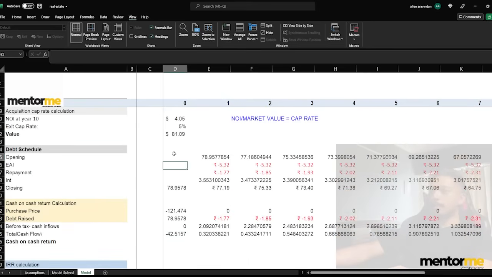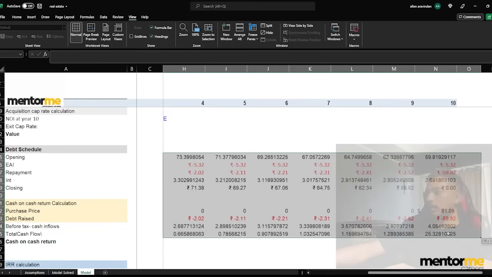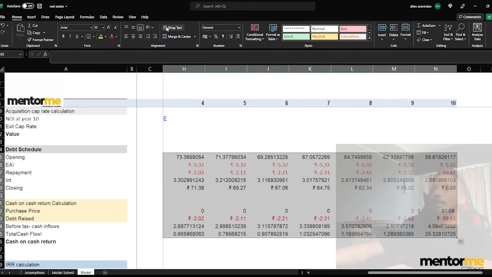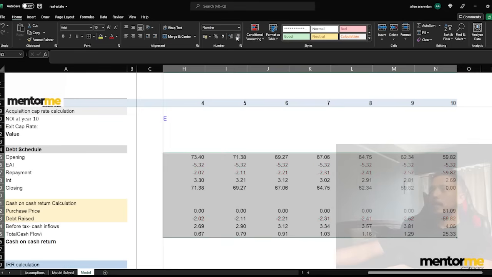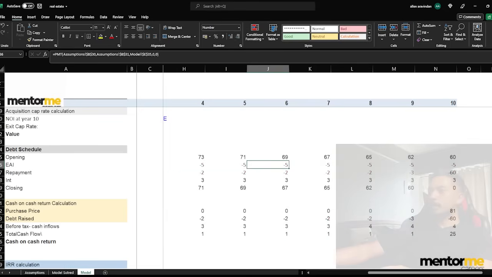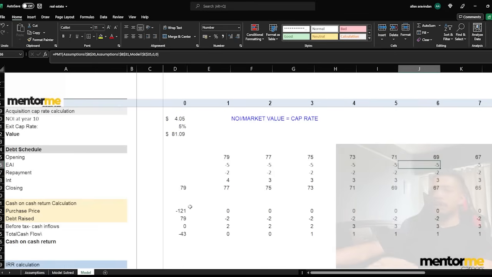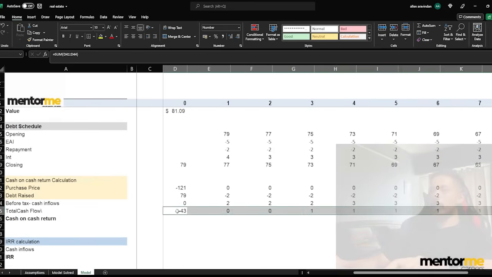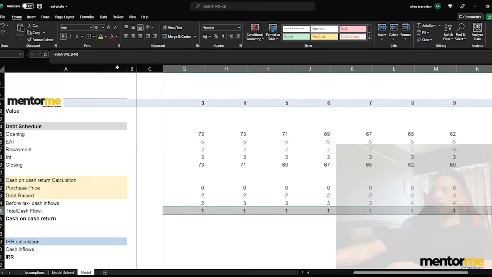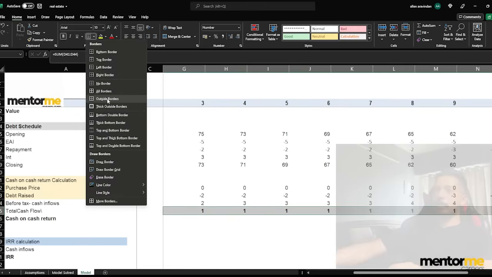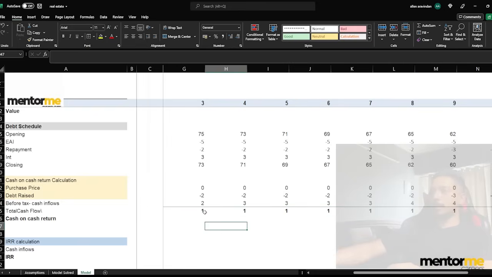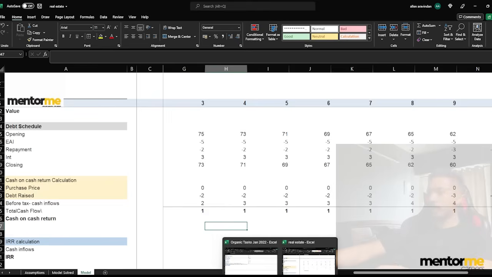Just to make things simpler, we can reduce the decimal places so that it looks a little more legible. Right now it doesn't look legible because there are so many numbers out here. So let's reduce the decimal places. Now it's looking much easier to follow. And we can just bold this and put a top border out there, so that we know this is the total cash flow.